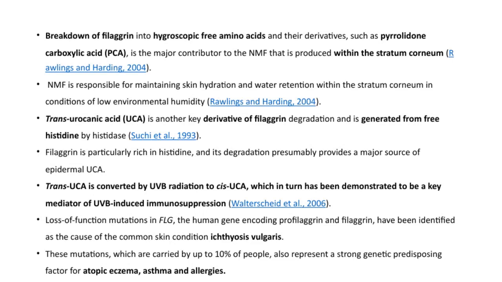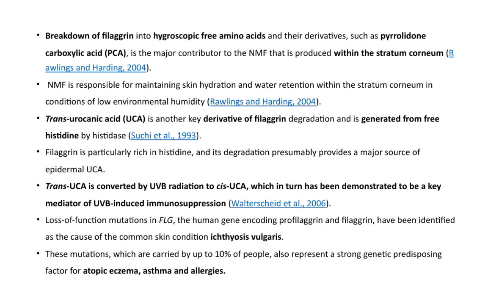Let's take a closer look at how filaggrin contributes to skin health. When filaggrin breaks down, it releases hygroscopic free amino acids and their derivatives, such as pyrrolidone carboxylic acid, or PCA. This process is a major part of the natural moisturizing factor, or NMF, produced within the outermost layer of our skin, the stratum corneum. Now, the NMF plays a crucial role in maintaining skin hydration, especially in low humidity environments, helping our skin retain water and stay supple.